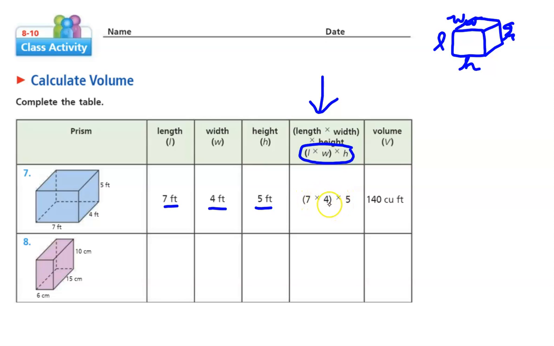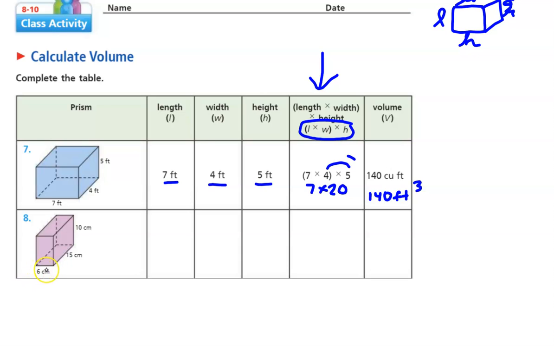So for this example, they want you to do 7 times 4 first, which is 28. But 28 times 5 I can't do in my head. But check this out. What if I multiplied 4 times 5 first? That's going to give me 20. And then what's 20 times 7? Well, that I could do in my head. 7 times 2 is 14. And then I tack that 0 onto the end, and we would call that feet cubed. All right? Another thing to remember, it doesn't matter what order you multiply, you still come up with the same answer. So let's look at number 8.